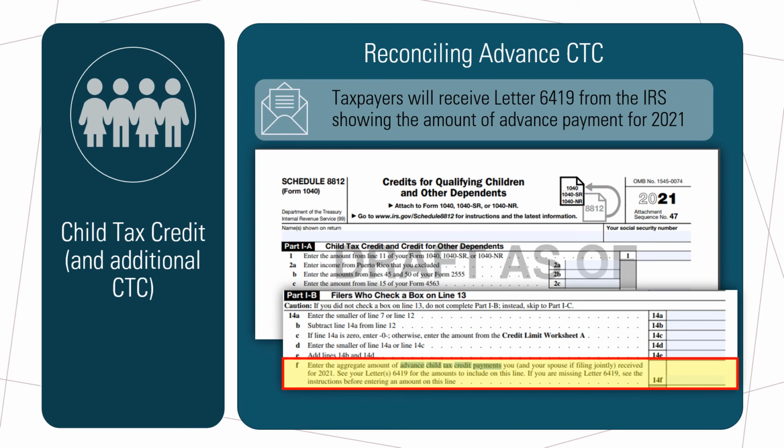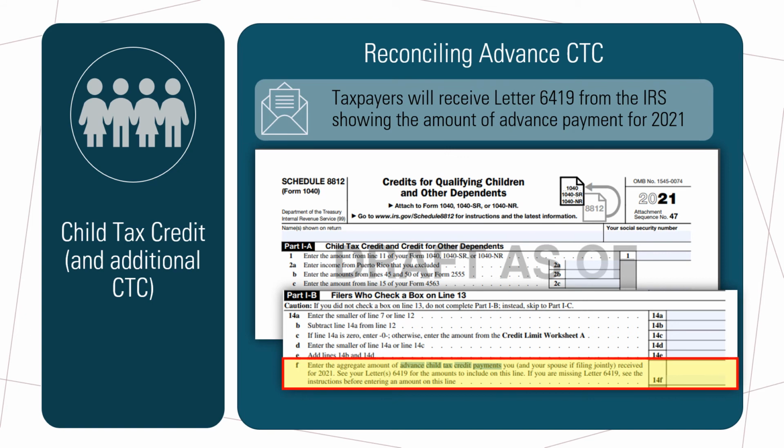So taxpayers should be receiving letter 6419 from the IRS that shows the amount that they received for the advance payments, and that will need to be entered into TaxSlayer. We don't yet have the 2021 software, so I'm not sure where that will be yet, but there will be an entry for it.